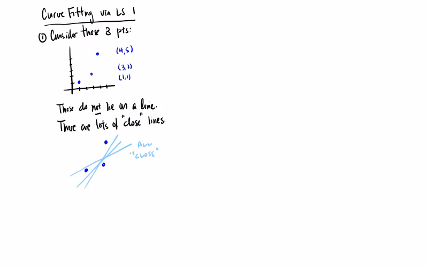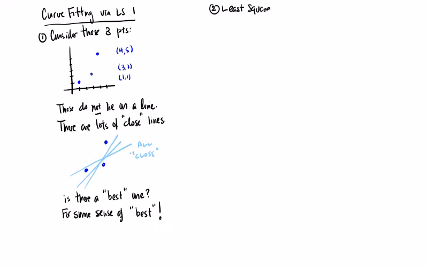So there's a question though: is there a best one? Now we don't have a definition of best yet, so we can't really answer the question solidly, but we'll say for some sense of the word best. So what we'll look at next is the least squares line. And it may not be clear what this is yet because we have to define it.